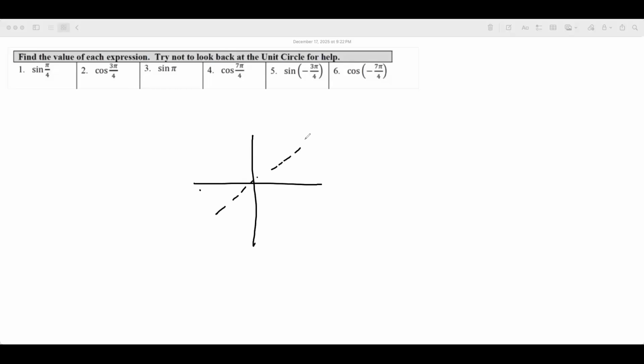This is pi by 4. This is 3 pi by 4, because this is less than pi, do you see? 3 by 4th of the pi. Pi is here. Right? So 3, 4, 5 pi by 4. This is 7 pi by 4. The thing about this, what happens to this?